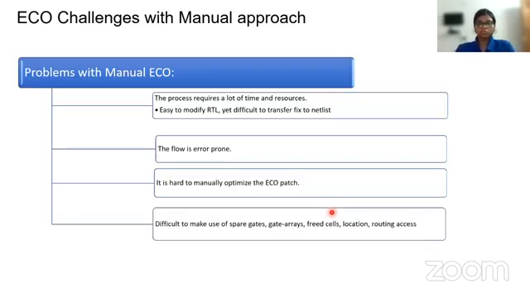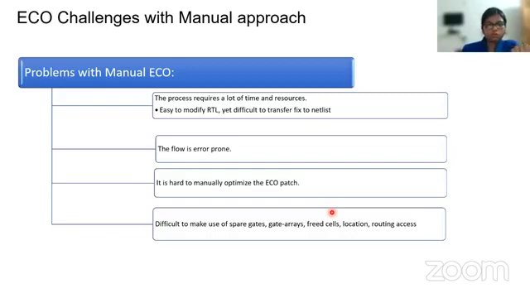The other problem is that it's very difficult to make use of spare gates in the design when we are doing it manually. So what do spare gates mean? Spare gates are cells that we intentionally left in the design without any connection, or we might be deleting some logic as well, so while deleting the logic, we get some free cells. How do we make sure that we are able to use those free cells while doing this manual ECO? So there could be a series of challenges with manual ECO, and it's better to opt for automation of ECO implementation.